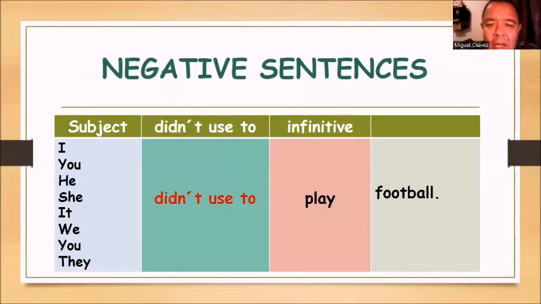In negative sentences, we are going to form the negative using the auxiliary verb did, because remember that used to is in past. That's why we use did as an auxiliary verb. And then the particle not contracted. Didn't, used to. Remember that if we have the auxiliary verb, the main verb is going to be in the simple form. In this case, use, without D. Followed by infinitive, then complement. I, you, he, she, it, we, you, they didn't use to play football.